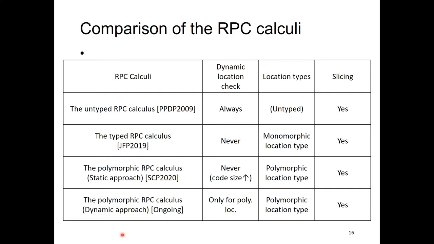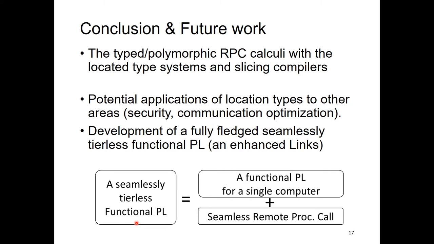To support the slicing compilation of the polymorphic RPC calculus, there are two approaches. One is a static approach that is described in the SQL paper. The other is a dynamic approach that we are currently working on. In this talk, I presented a theory of RPC calculi. There are potential applications of location types to other areas such as security and communication optimization. Also, we want to develop a fully-fledged seamless TLS functional language based on the theory. Thank you for your attention.